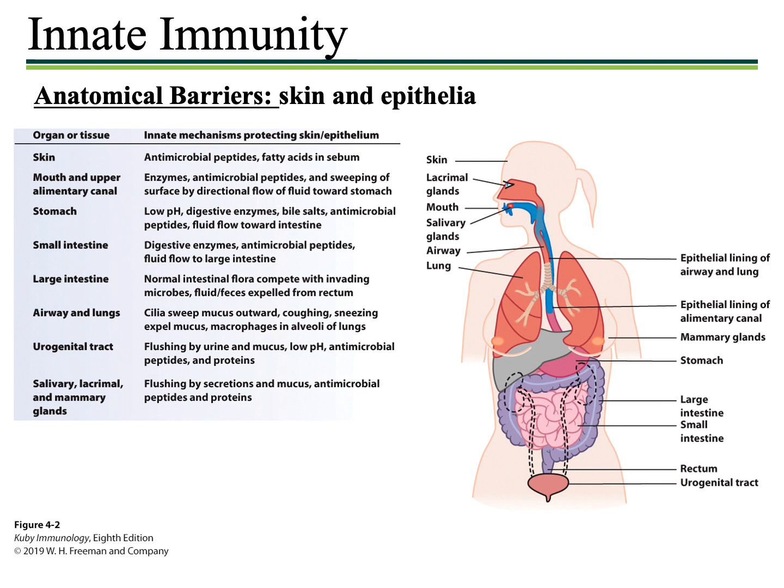Another important feature I want to highlight is our respiratory tract, our airway and our lungs. There are cilia that sweep mucus outward. Coughing and sneezing play a role in expelling that mucus, and that's the mucus that traps potential pathogens and helps the further removal of those potential pathogens from that site of potential entry.